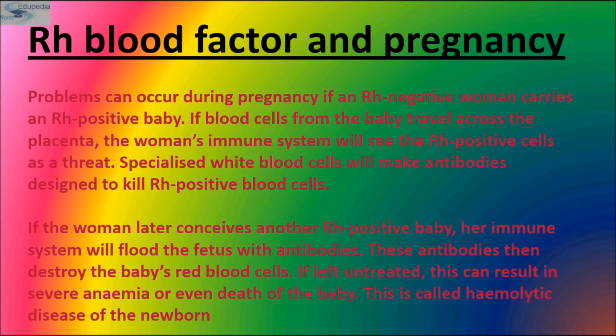If the woman later conceives another Rh positive, that means a second Rh positive baby, her immune system will flood the fetus with antibodies. These antibodies can then destroy the baby's red blood cells, and if left untreated, this can result in severe anemia or even death of the baby, because the immune system of the mother will treat the baby as a foreign body. Okay, so this is called hemolytic disease of the newborn.